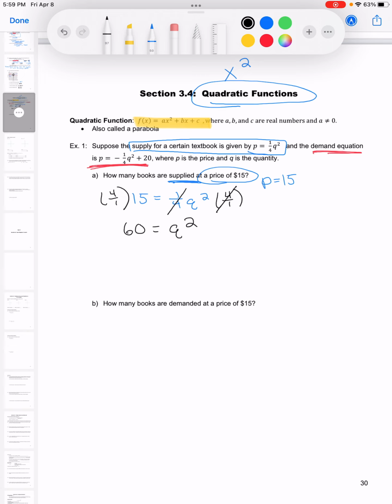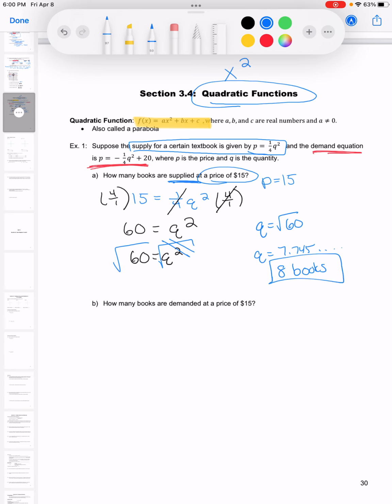Now to get rid of that squared, I'm going to take the square root of both sides. Before I do that, let me just rewrite it. To get rid of a square, we take a square root, so those cancel out. And I'm left with Q equals the square root of 60. I'm going to type that in my calculator, and it's always going to give me a crazy decimal here, and we're just going to round to whatever our nearest whole unit is. So in this case it would be 8, and I think we're doing books.